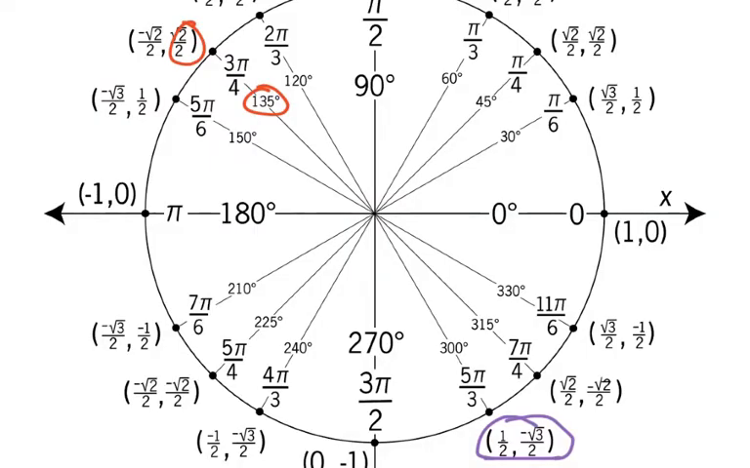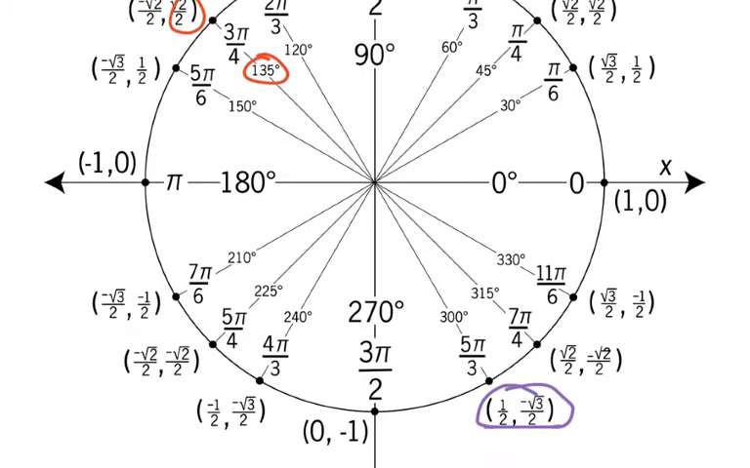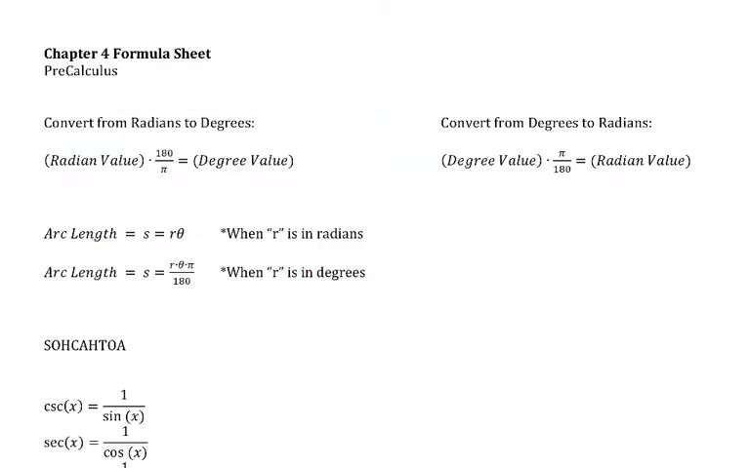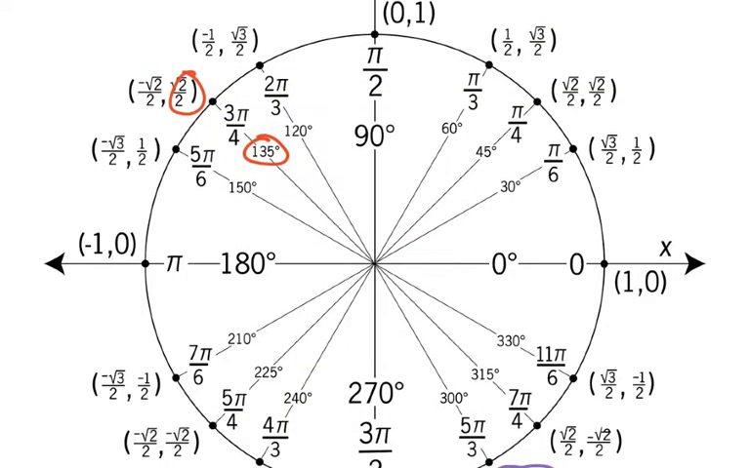7 pi over 3 does not exist on here, so it's probably a rotation of one of them. So we're going to end up subtracting 6 pi over 3, because that's 2 pi, 1 revolution, in order to realize that we're actually trying to do cosine of pi over 3. So if we do the x value of pi over 3, we end up being up here, and so our x value is a half.